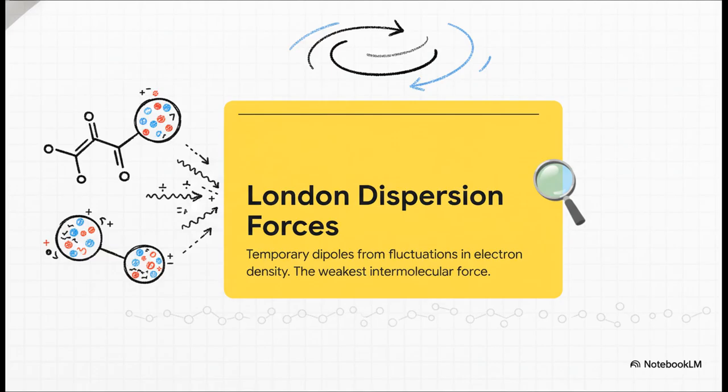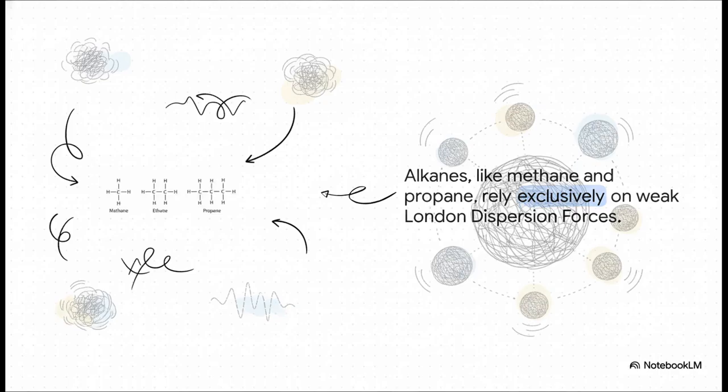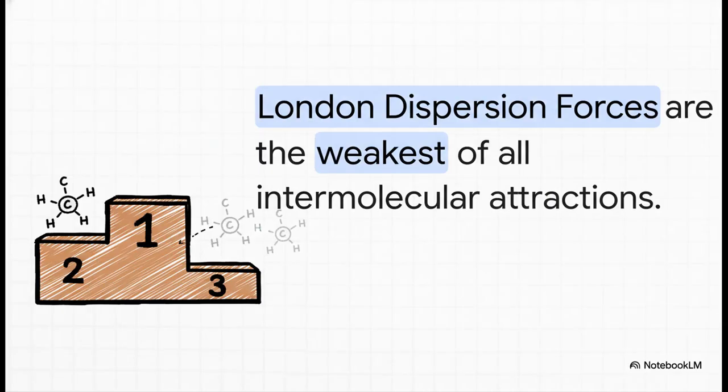They happen because electrons are constantly zipping around. Just by chance, you might get more electrons on one side of a molecule than the other for a split second. That creates a tiny temporary magnet, a dipole, that can attract another molecule nearby. It's a very fleeting, weak attraction. So when you look at really simple nonpolar molecules, like the alkanes here, your methanes and propanes, this is all they've got. London dispersion forces are the only tool in their toolbox for sticking together. They don't have any other tricks up their sleeve. And because of that, in our power rankings, yeah, they're right at the bottom. These are by far the weakest of the intermolecular forces.